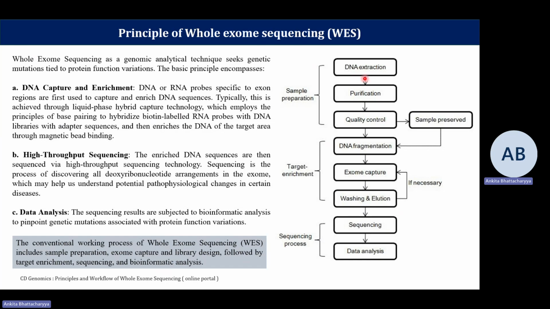Overall, the flow chart here represents how whole exome sequencing is performed. So under sample preparation, we have first DNA extraction, its purification, and quality control, after which the sample can be preserved. That is, once it has passed QC or quality control, a sample has been sort of approved for sequencing, and therefore it can be preserved at this step.